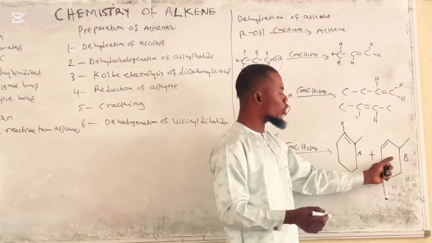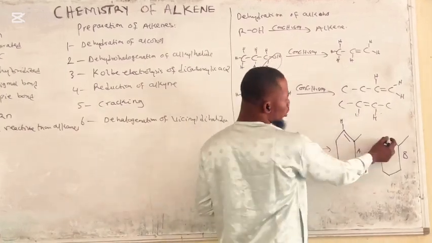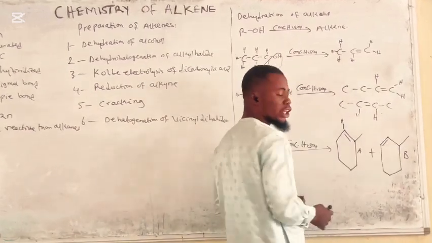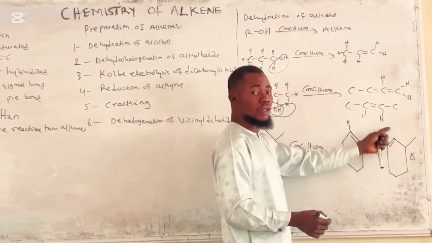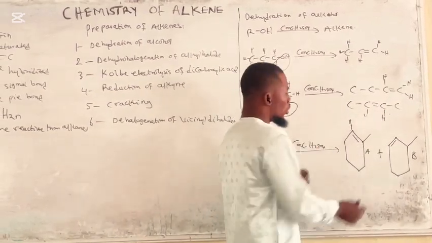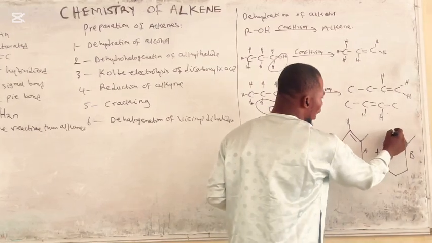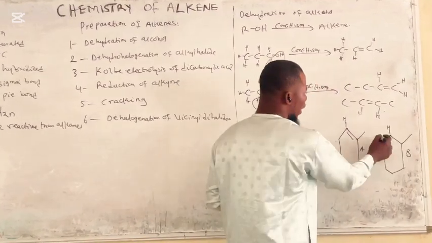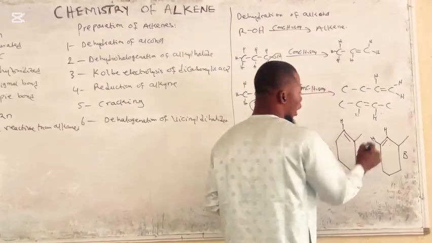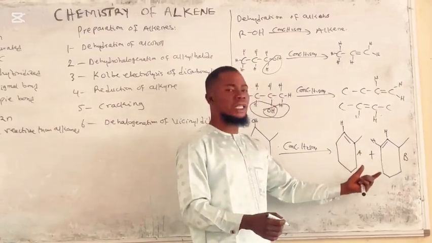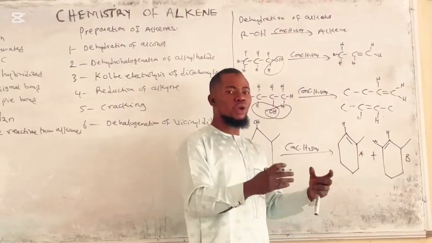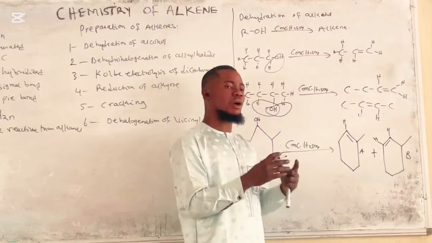Then the second product here, the double bond is between this carbon here and the carbon here. Now let's attach hydrogen for them so that each of the carbons will have 4 bonds. This first carbon here needs 1 hydrogen, while the second one here needs 1 hydrogen. I will say that the one with a higher number of hydrogen is our minor product, while the one with a lower number of hydrogen is our major product.